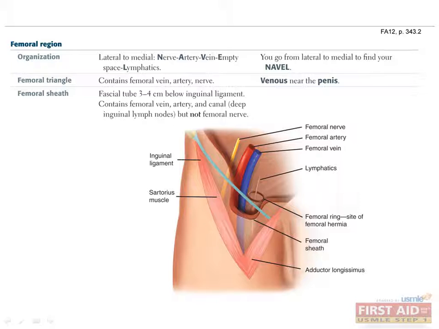The femoral triangle is bounded superiorly by the inguinal ligament, medially by the adductor longissimus muscle, and laterally by the sartorius muscle. This triangle contains the femoral vein, artery, and nerve. The femoral sheath is a fascial tube below the inguinal ligament that contains the femoral vein and artery, as well as the canal, but does not contain the femoral nerve.